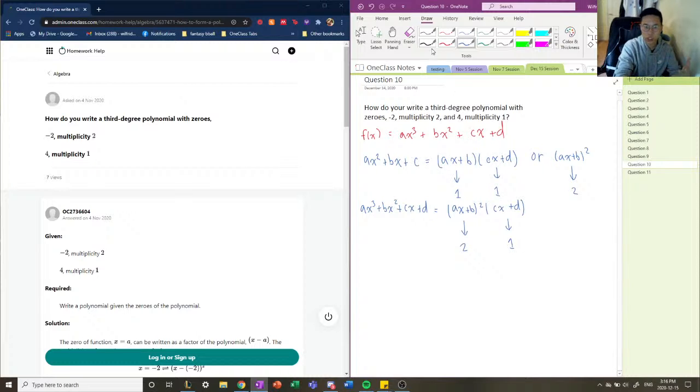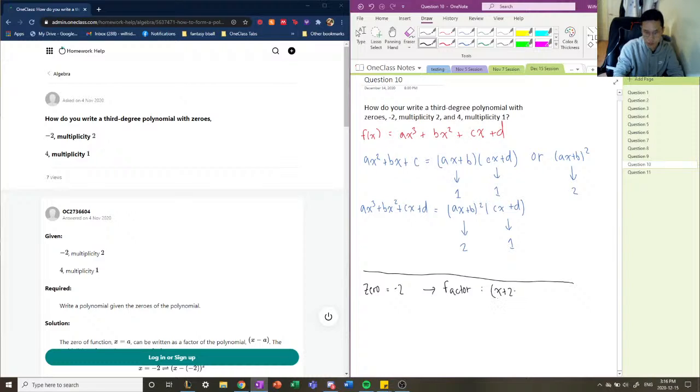So going back to our original question, they gave us the zeros, which is negative 2 with multiplicity of 2. So we know that the first zero of negative 2 will be squared. If the zero is equal to negative 2, the factor will then be x plus 2, because when x is equal to negative 2, the factor is equal to 0.